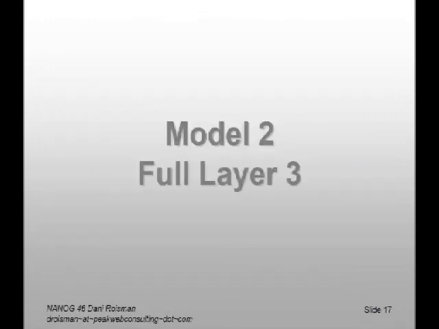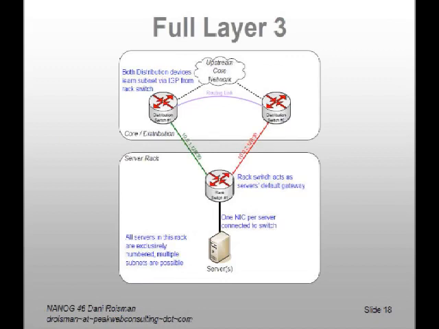Model 2, this is a full layer 3. And this model is also pretty simple. Your rack switch is running the layer 3 protocol. He is the default gateway for your servers, the actual switch located in that rack. You then have 2 uplinks to your distribution layer. You number them in some /30 routing segment, and you run some flavor of IGP. You can even run IBGP, EBGP if you want, some routing protocol between your rack switch and your distribution layer.